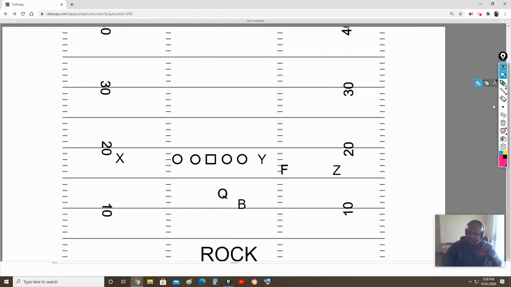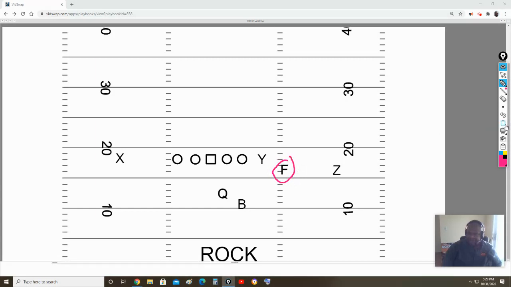So next formation is rock. Notice you're getting the R's and the L's. So rock is tight end right along with the F and the Z. Remember, if we were in right, the F would be here. When we say rock, the F comes over here and lines up to the Z.